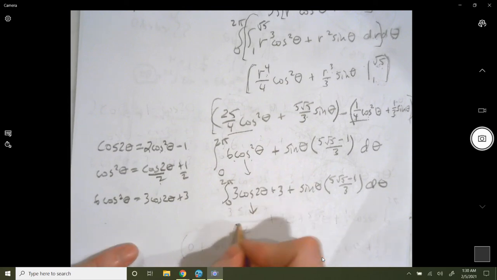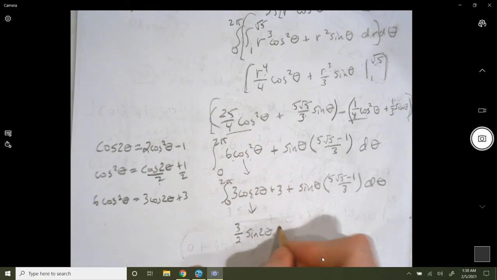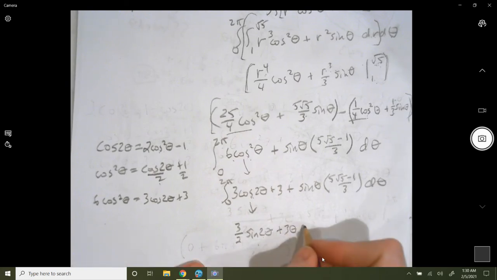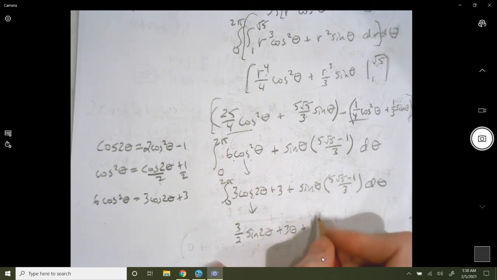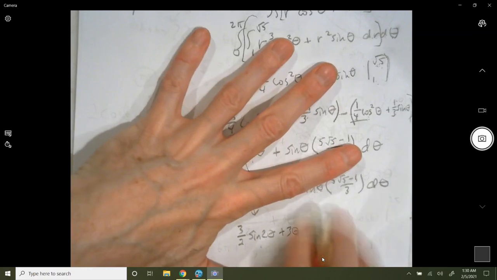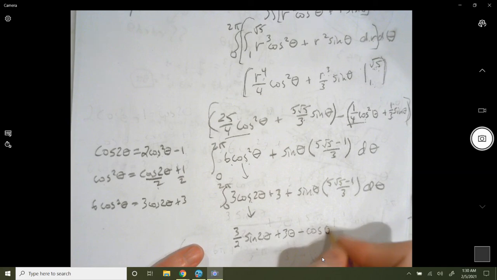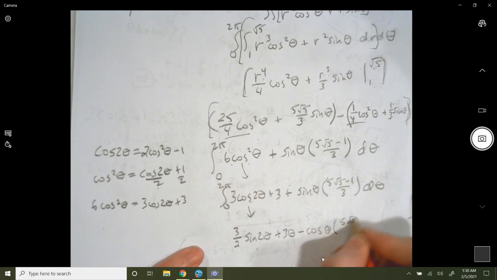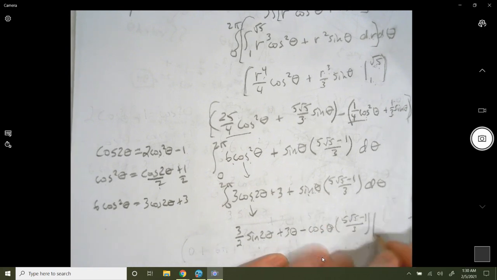Antiderivative of this is going to be 3 over 2 sine of 2 theta. When you take the derivative of this, you're going to multiply by a 2, so antiderivative, you'll divide by a 2, plus 3 theta, plus this, the antiderivative of sine is negative cosine. That's going to become minus cosine theta times your constant, 5 rad 5 minus 1 over 3. Derivative of negative cosine will be positive sine. We're evaluating from 0 to 2 pi.